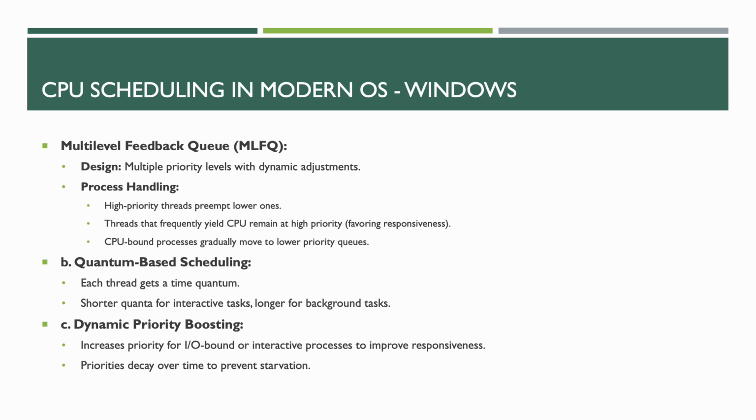So, Windows scheduling strategies optimize performance across different workloads, whether it's real time interactions, background processing, or intensive computation. By adjusting process priorities dynamically, the system maintains a balance between responsiveness and efficiency.